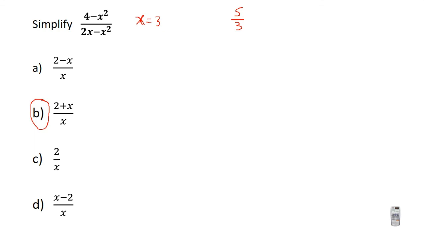So you can see that with this trick, you can actually trick the question into giving you the answer without you necessarily solving the question itself.